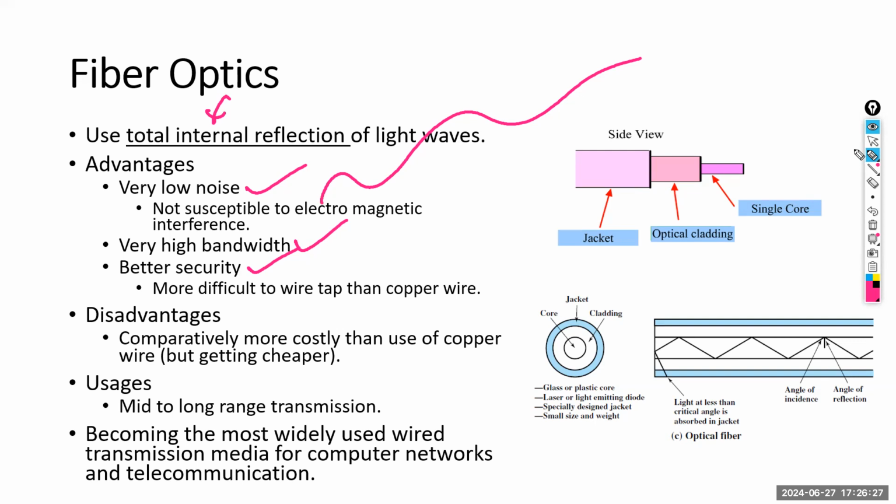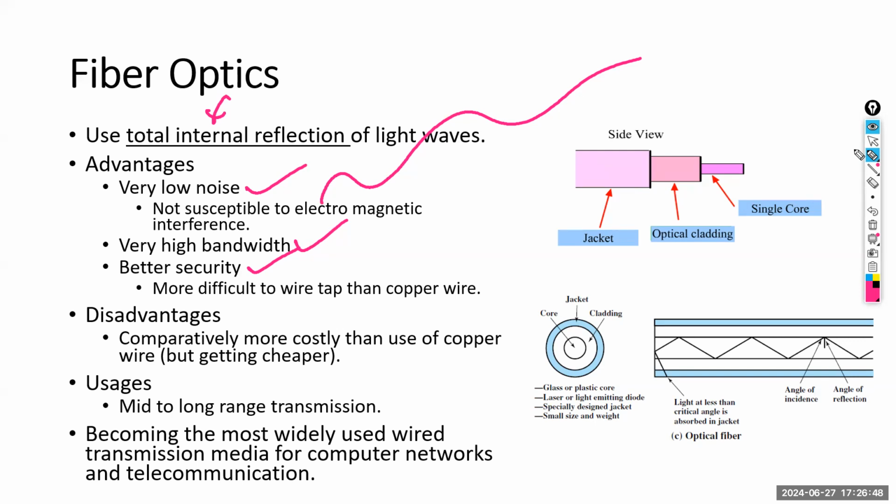So the disadvantages, of course, it's a relative thing. Still, fiber optics technology is relatively new. So therefore, still it is relatively expensive, but it's getting less and less expensive. And after sometime it will be even cheaper than copper, right? Copper wires.